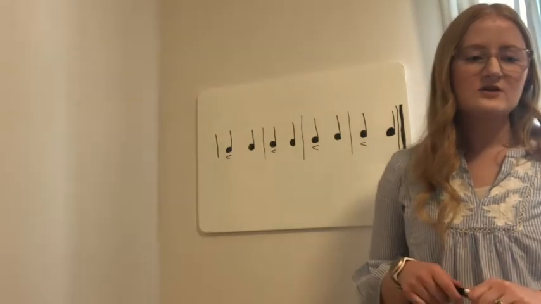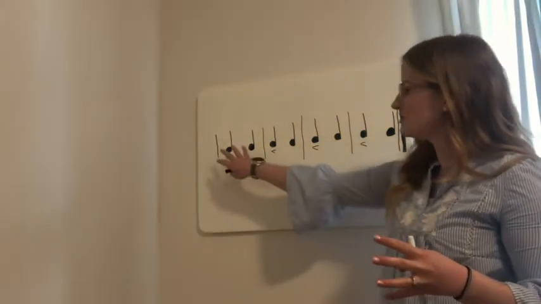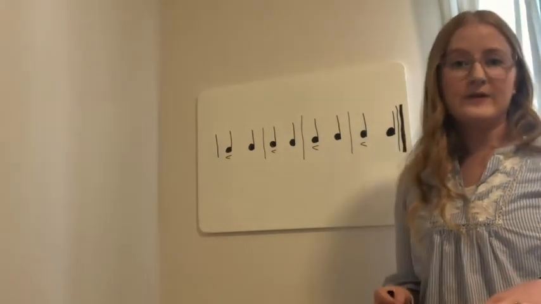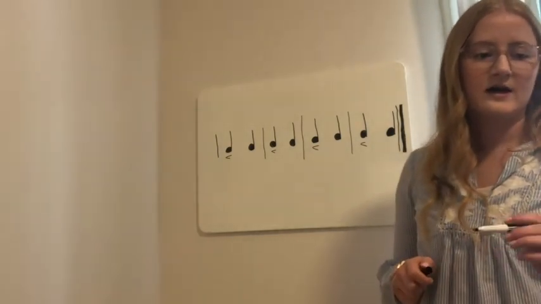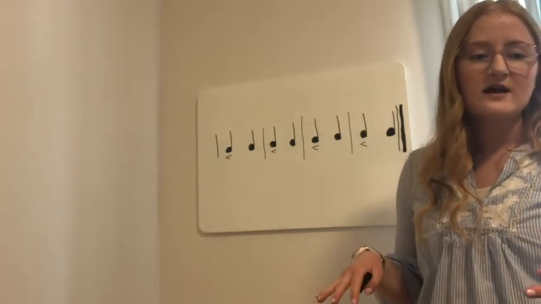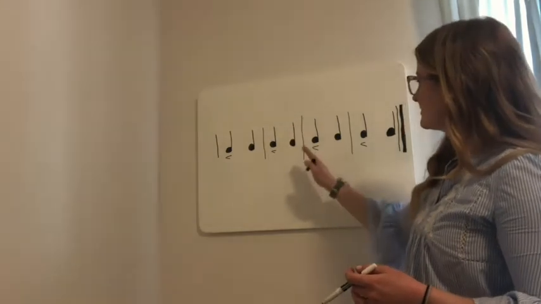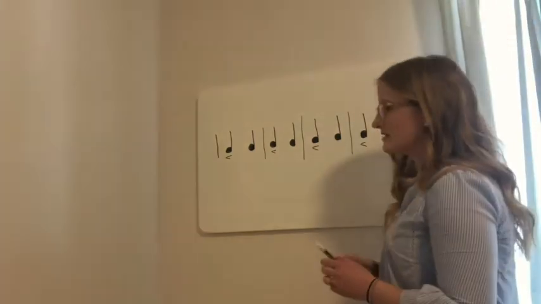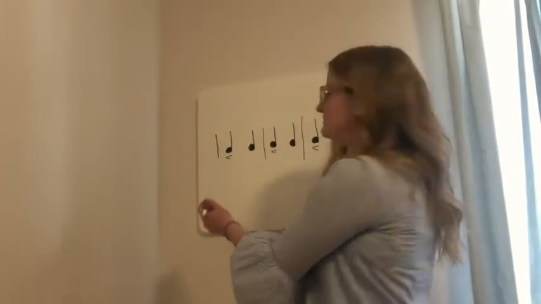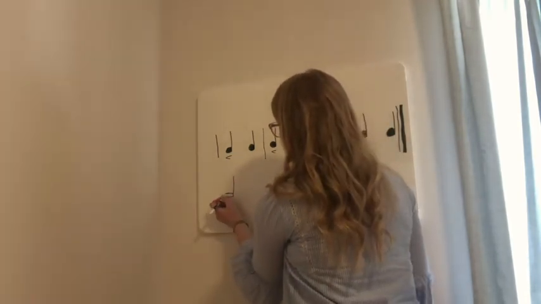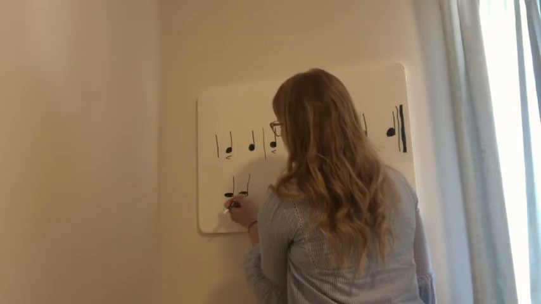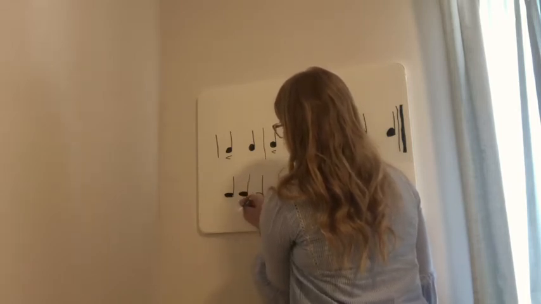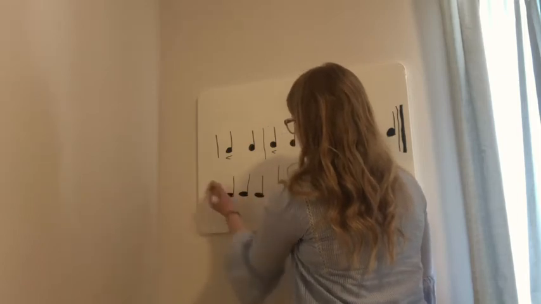okay? So a measure, just as a refresher, is a group of beats, okay? And the double bar line indicates the end of the song, and a bar line shows us those divisions. So I am going to show a couple of different kinds of ways that we can make bar lines. I'll do it underneath here. You can have groups of 3, just like that. You can have groups of 3, you can have groups of 4, the possibilities are endless.